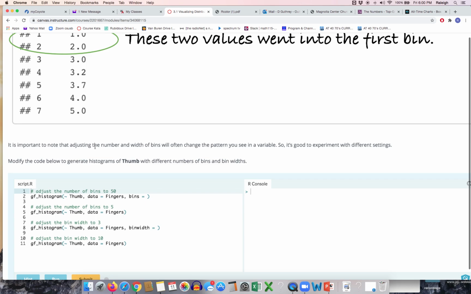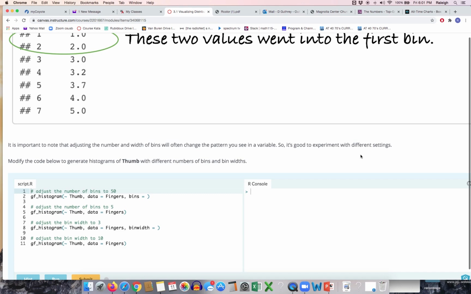So it's important to note that adjusting the number and the width of bins will change the pattern you see in a variable. It's good to experiment with different settings because sometimes you can actually find a histogram that doesn't really represent the data very well because sometimes people have cherry-picked data. It's kind of hard to do. It's not really worth worrying about because it's a bit obscure. So if you picked 80 different histograms to represent the same data, some would look, in fact, most of them would look just like it's supposed to.